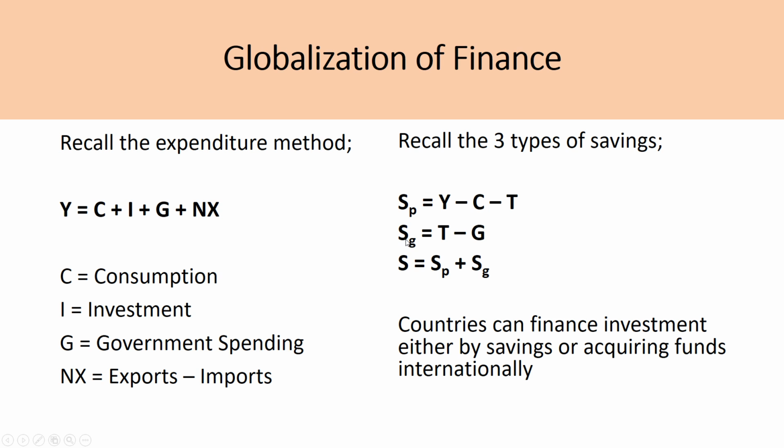For government savings, what the government earns is tax revenue. That's their revenue source. Whereas what they spend is similar to consumption, C, which is G, government spending. So the difference between those is government savings, which is SG. The national income savings, total savings, is SP plus SG, so private savings plus government savings. Now countries can finance investment either by savings or by acquiring funds internationally.